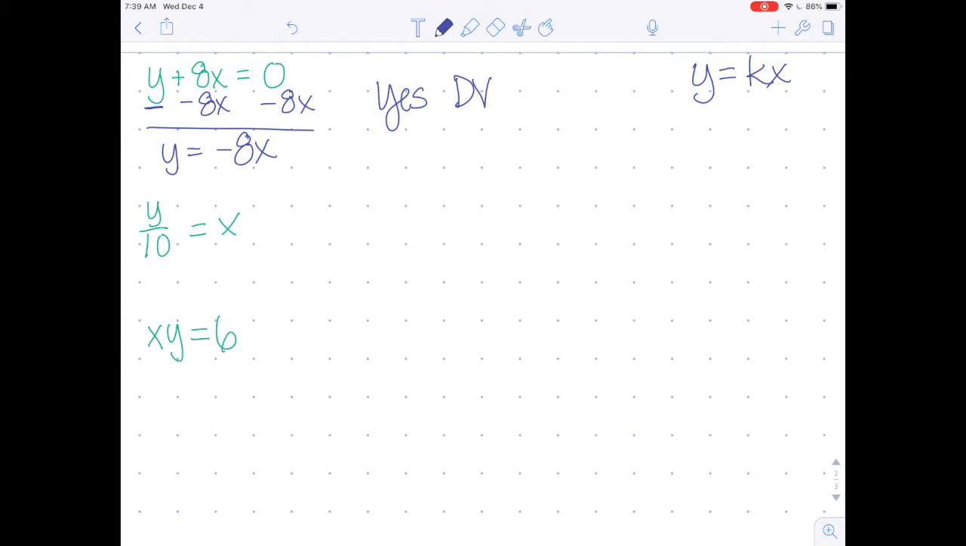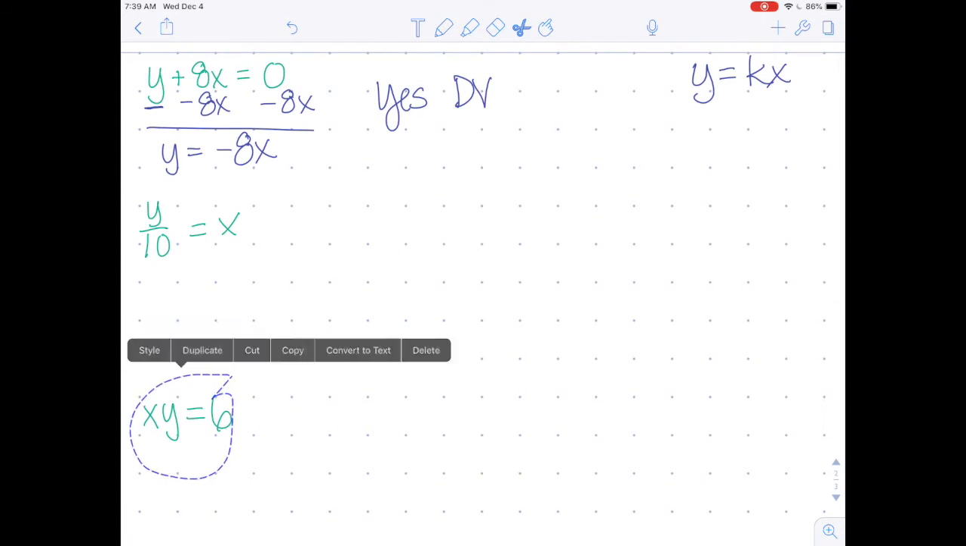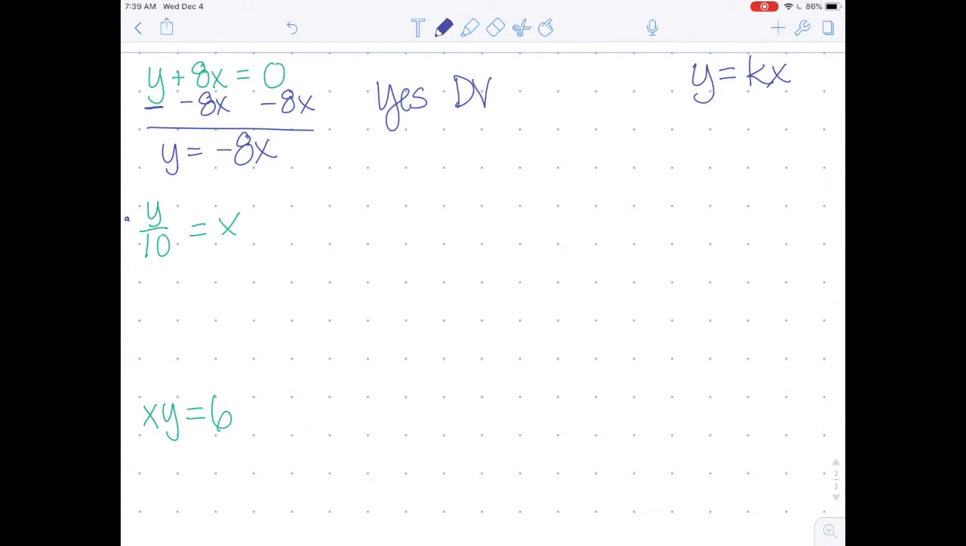Okay, let's look at this second one up here. We've got y over 10 equals x. We need to solve for y. So the opposite of divide by 10 would be to multiply by 10 over 1, which is just 10. So now we have y equals 10 times x. So 10 is our constant of variation. Y equals a constant times x. So yes, this is also a direct variation.